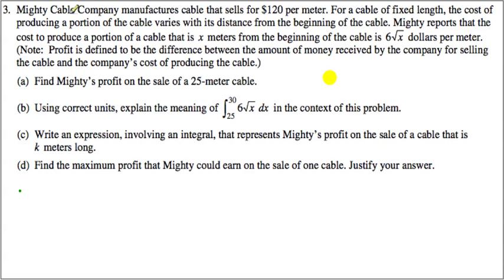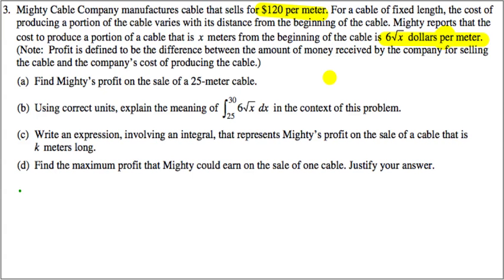So we see that the cable company sells the cable by $120 per meter. Now, the second portion says, when you produce those cables, X meters from the beginning of the cable is this expression, 6 radical X dollars per meter. Notice that it's per meter. In other words, it talks about the derivative. The word per talks about the division, which implies the rate, hence the derivative.